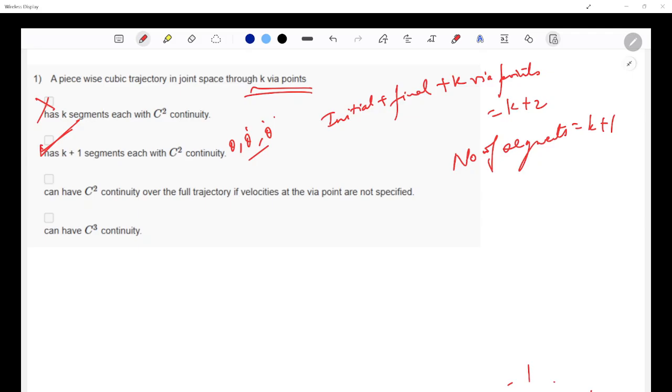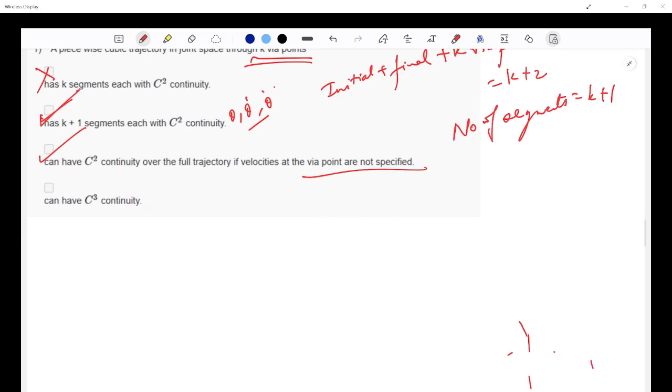So there are two cases for which we can check it. We discussed both of these cases, right? One case is that velocities are given at via points. In that case, only position and velocity are matched and acceleration is not matched. So it is not C2 globally. But the other case is velocities are not given. You solve for velocities, you enforce velocity continuity and acceleration continuity, and the entire trajectory becomes C2. So it can have C2 continuity over the full trajectory if velocities at the via points are not specified. If they are specified, it is not possible, because acceleration would not be matched. So it is not C2 globally.